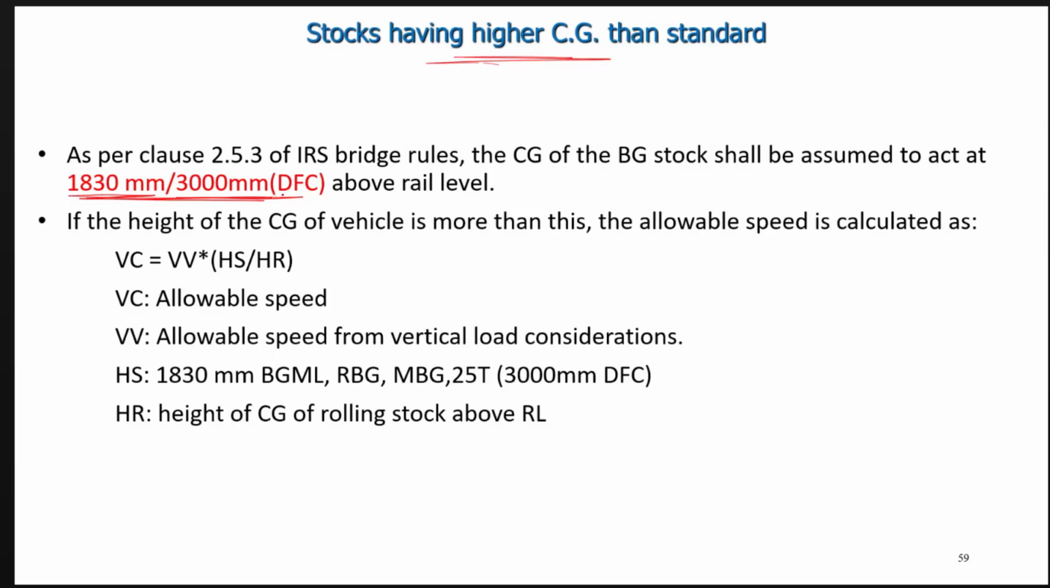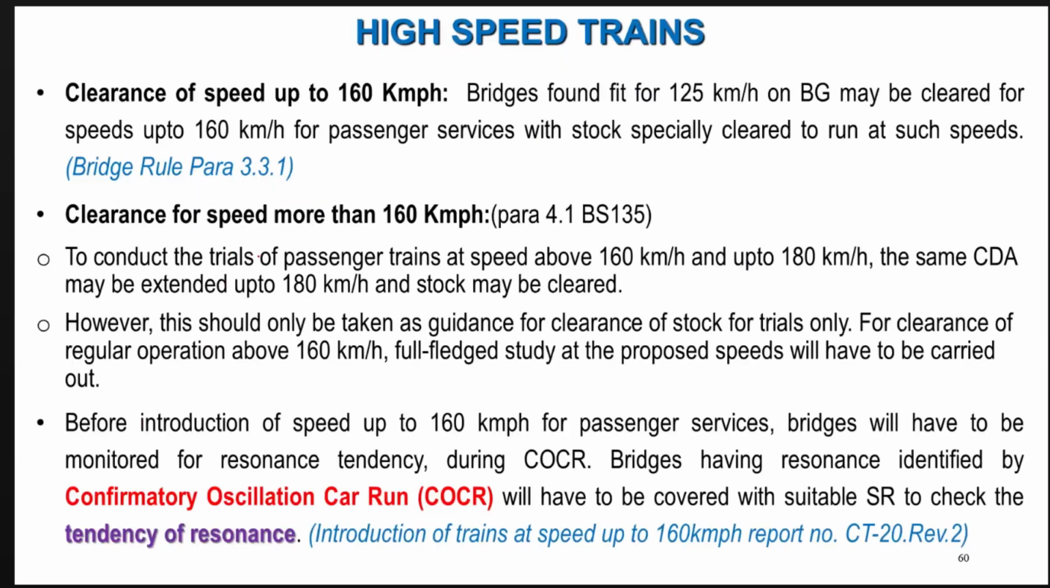If anyhow ODC or any higher loading is to be cleared, at that time the CG has to be checked. At that time we have to reduce the velocity. The highest speed for the 1830 BGML, or the height of the CG of the rolling stock, whatever is coming, the ratio of those heights will be taken, and the velocity will be reduced in the same ratio. Okay. These are the only considerations for the clearing of higher axle load.